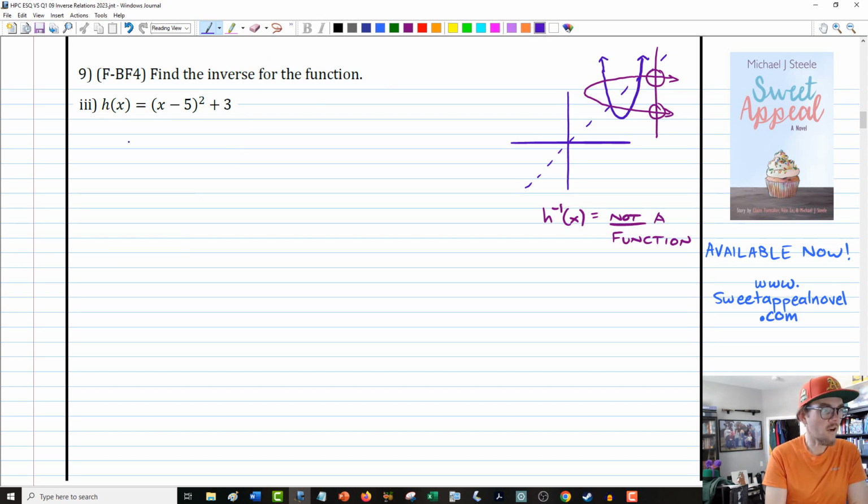Now, before we get to all that, our first step is the same as it has been. I'm going to write this as y equals x minus 5 squared plus 3. And then I'm going to switch the x and y. So there's the x out. Now y is on the inside. It's like they've got a spy. There's a mole in here.